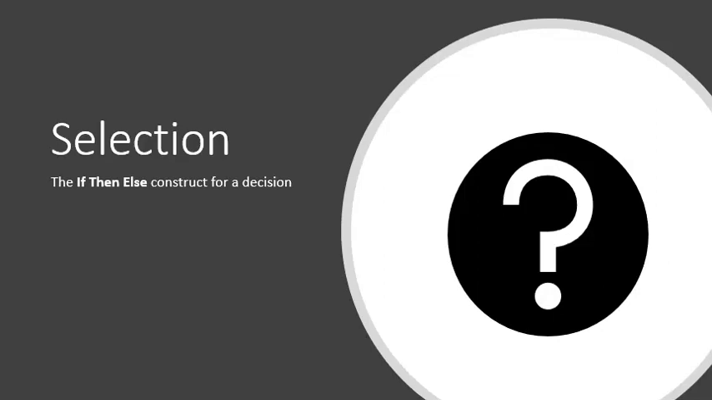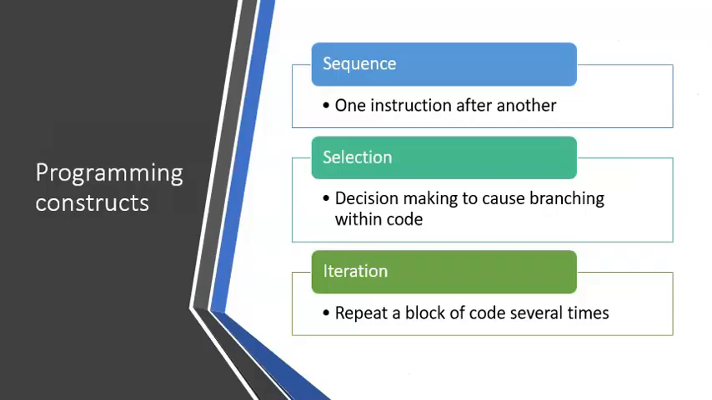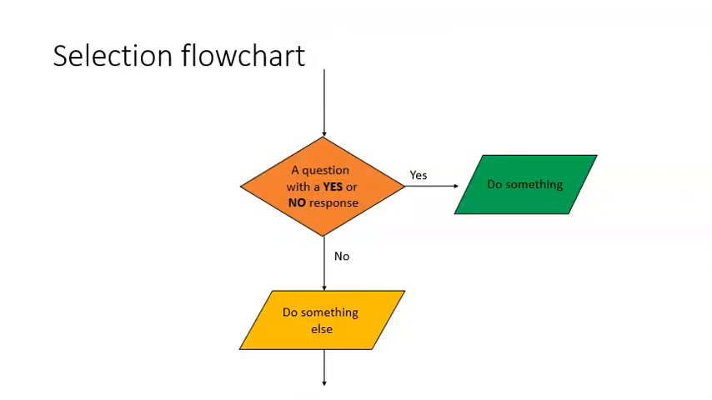Hello and welcome. Today we're going to be looking at a programming construct called selection. Now this is using the if, then, else construct for a decision, and we're going to be looking at the Python programming language to create that in. There are three main programming constructs we need to be aware of: sequence, selection and iteration, and today we're looking at selection. So let's look at what that looks like as a flowchart.